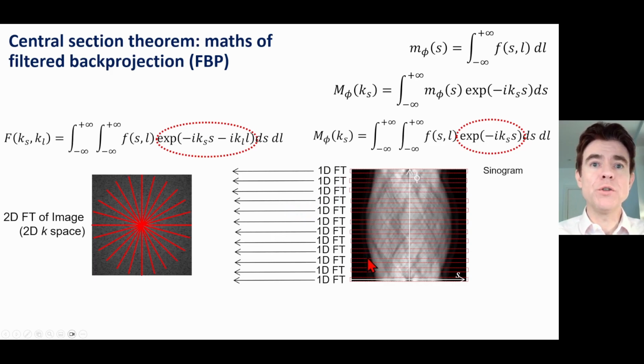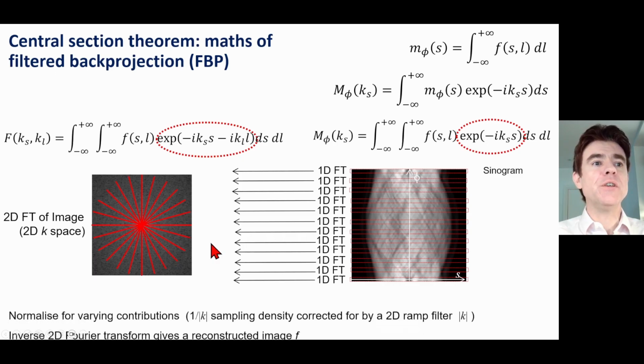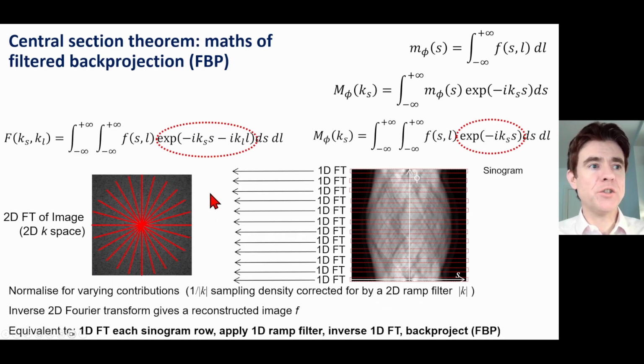And so by taking all the 1D Fourier transforms here, I can populate the two-dimensional Fourier transform of the function that we're trying to find. Now you'll notice the sampling density here is not uniform. It's like spokes intersecting, and so we get a kind of a 1 over r, a kind of a 1 over magnitude of k, if you like, sampling density. So we've got a large number of samples in the middle and sparser samples at the ends of our populating of k-space here. So that means before taking the inverse Fourier transform of this to find what we want, we've actually got to normalize for those varying contributions.